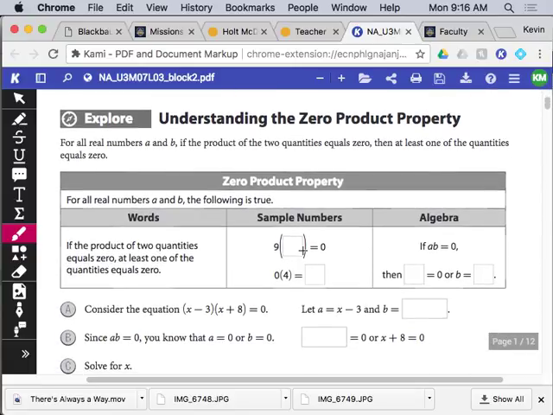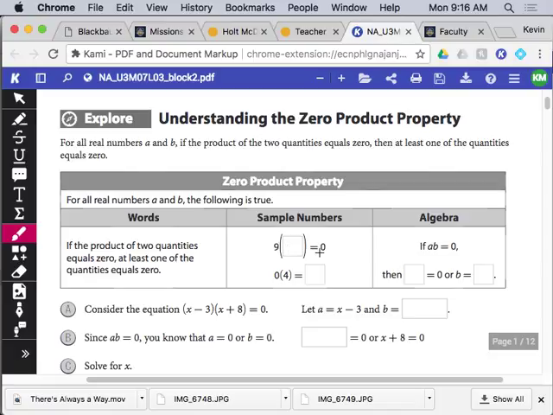But if we want to begin, we have to understand what the zero product property is. It says, for all real numbers a and b, the following is true. In words: if the product of two quantities equals 0, at least one of the quantities equals 0. Well, what does that mean?